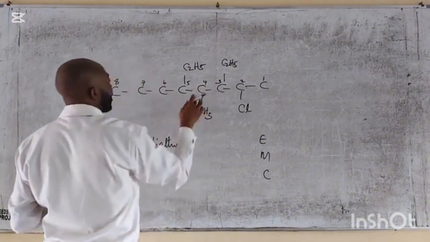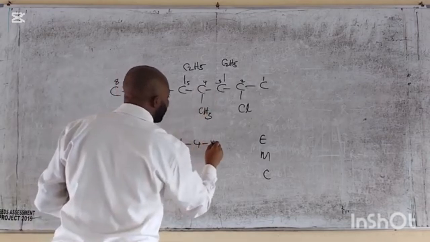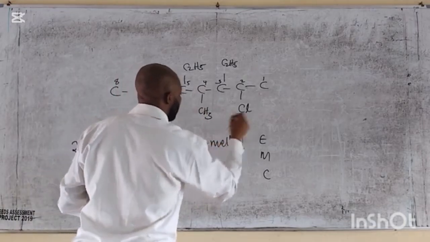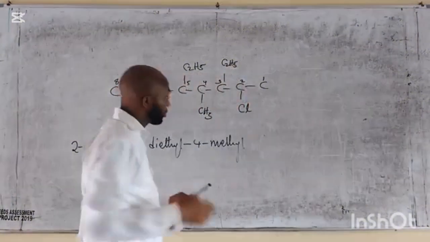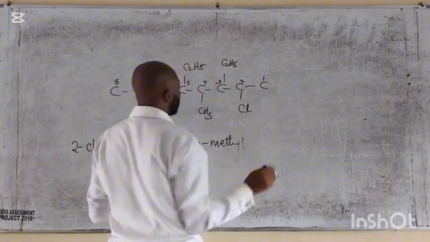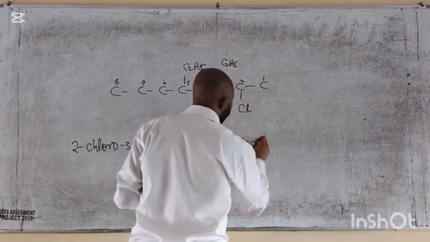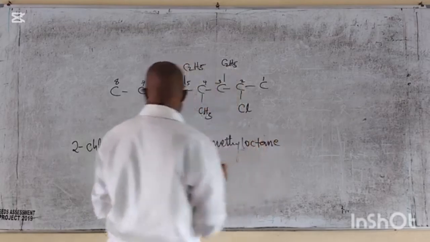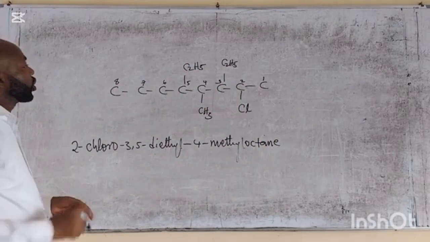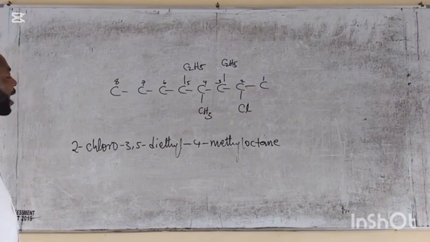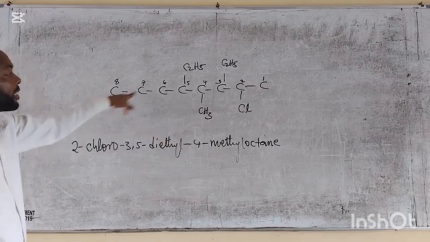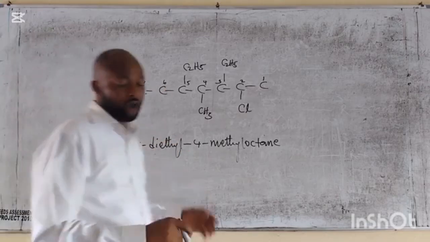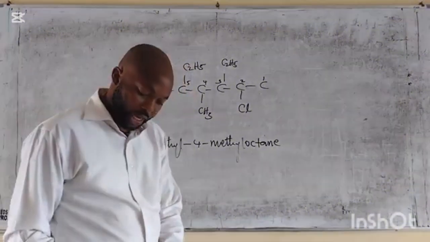We come back here to 4, 4-methyl, octane. So 2-chloro, 3,5-diethyl, 4-methyl octane, because that is our parent, the name of the compound. So quickly, let's move.